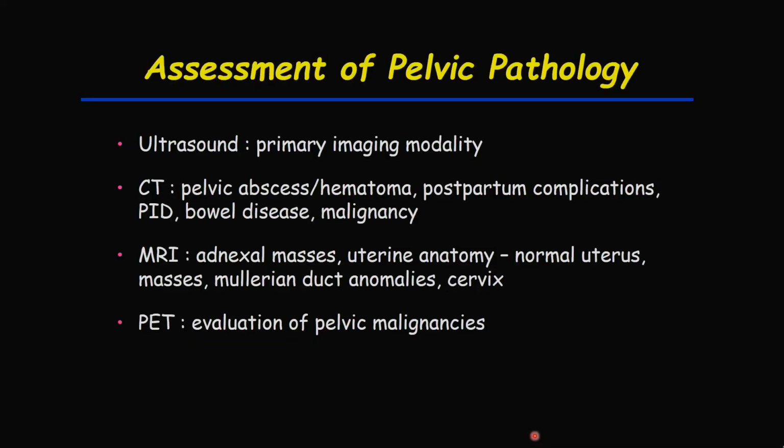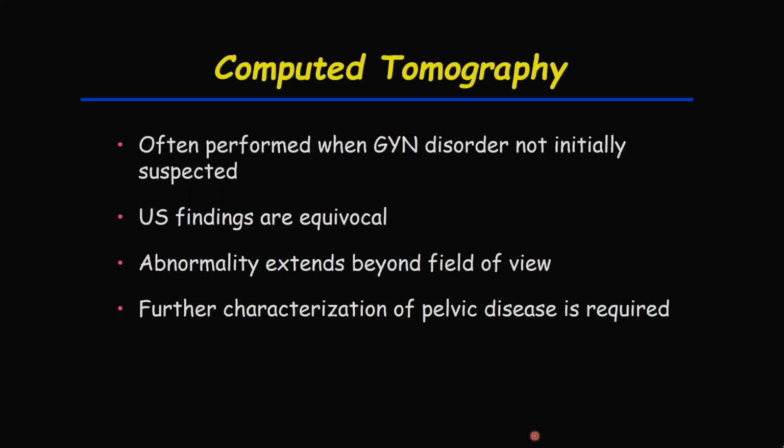To assess pelvic pathology, ultrasound is utilized as the primary imaging modality. CT is utilized to evaluate for pelvic abscess or hematoma, postpartum complications, pelvic inflammatory disease, bowel disease, and malignancy. MRI is useful for evaluation of adnexal masses and uterine anatomy, and PET scanning is useful for evaluation of pelvic malignancies.